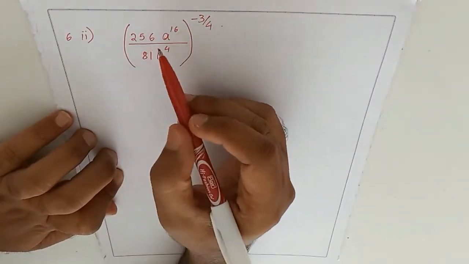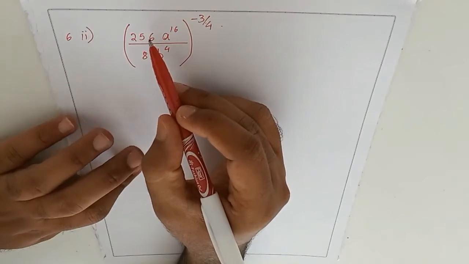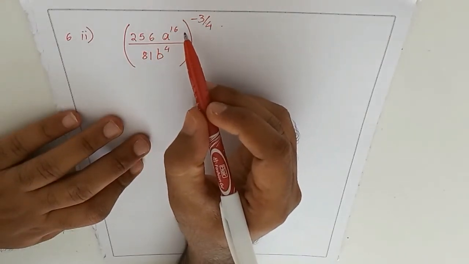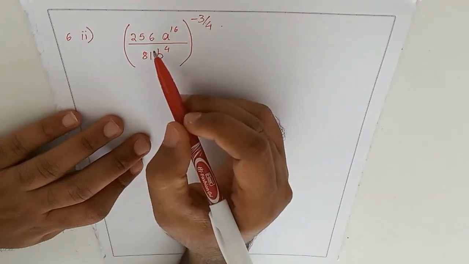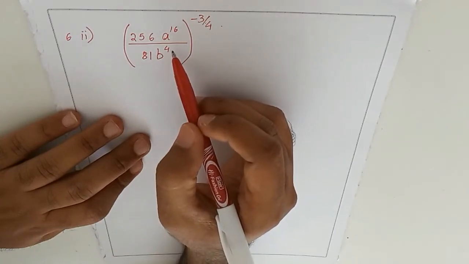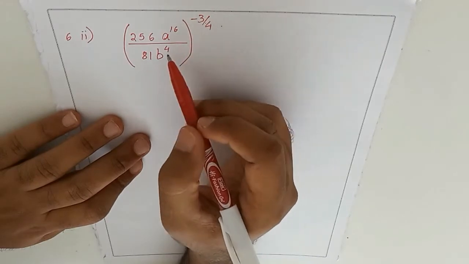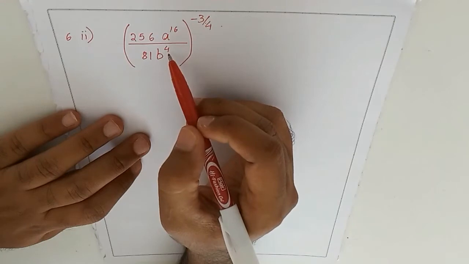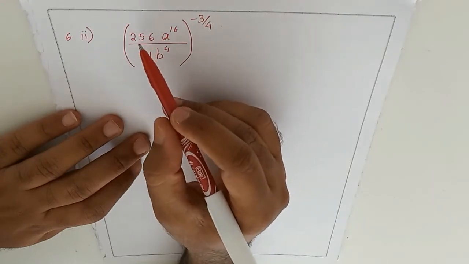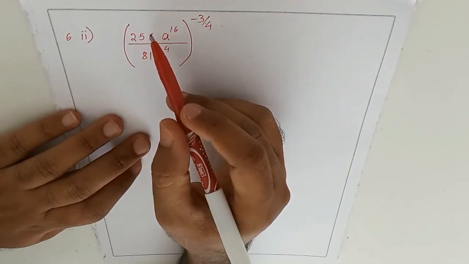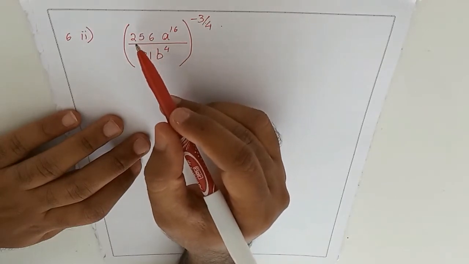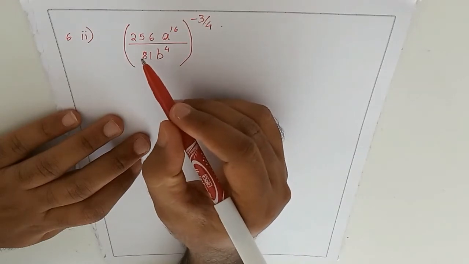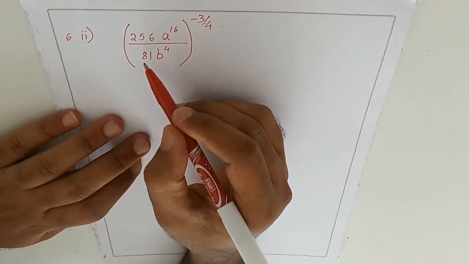Okay, now what happens is I can take this power inside. It becomes 256 raised to minus 3 by 4, a power 16 into minus 3 by 4, 81 raised to minus 3 by 4, b power 4 multiplied by minus 3 by 4. Now I just have to figure out if I can write this 256 as something raised to the power of 4. Similarly, 81, if I can write it as something raised to the power of 4.